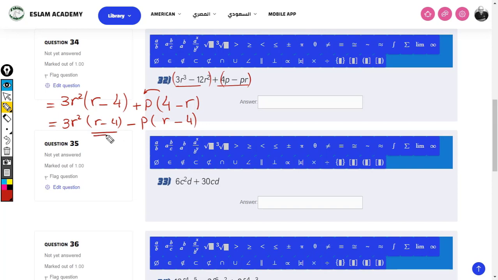Now we have r minus 4 repeated. That will be the first term, r minus 4. And the second bracket will be 3r squared minus p. Once we have an expression raised to the power of 2, check whether we can factorize one more time or not. You will find that the first term is not a perfect square. It means this expression is not a difference of two squares.